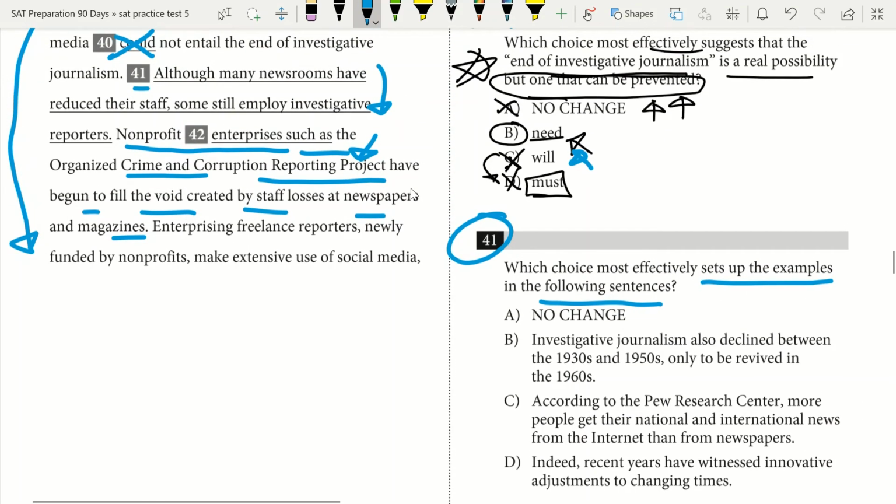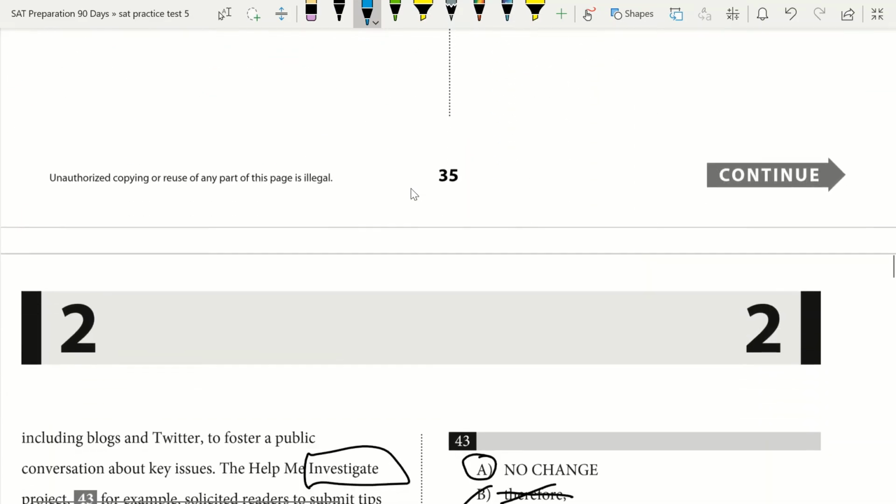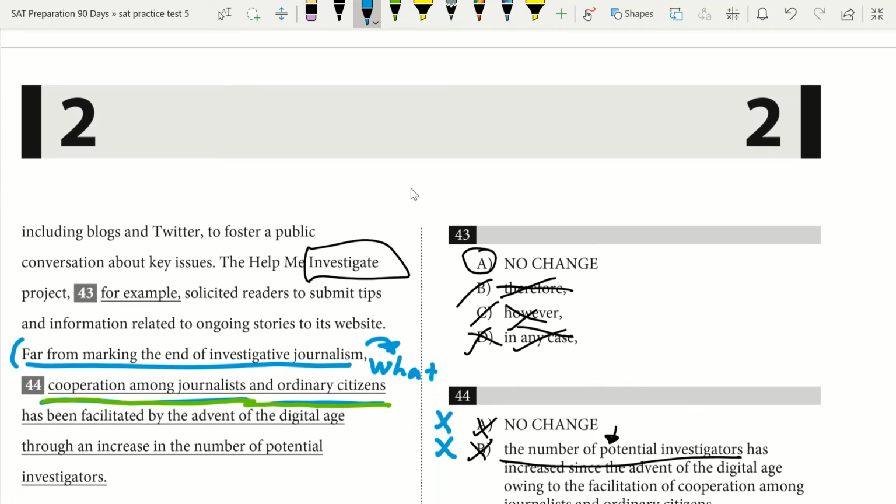Now, we can go ahead and read on and get our examples and then answer 41. Okay, so we have begun to fill the void created by staff losses at newspapers and magazines. Enterprising freelance reporters, newly funded by nonprofits, make extensive use of social media, including blogs and Twitter, to foster a public conversation about key issues. The Help Me Investigate project solicited readers to submit tips and information related to ongoing stories for its website.